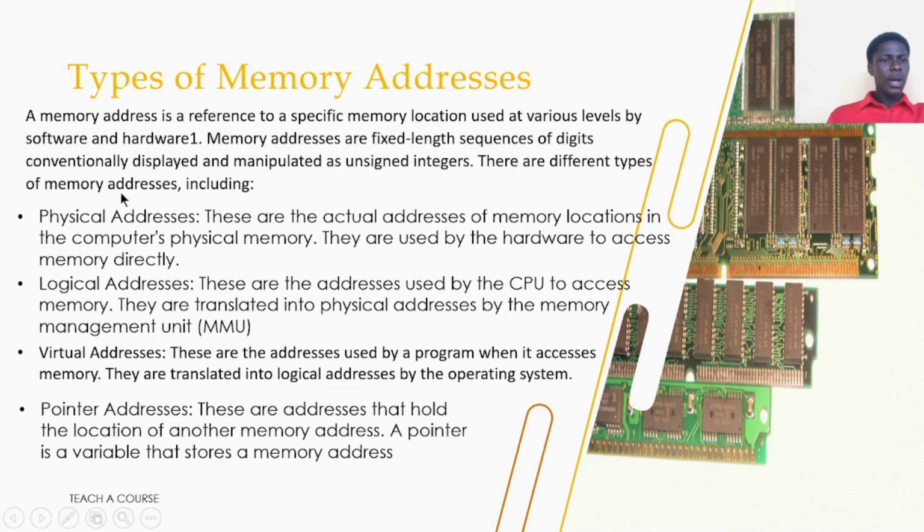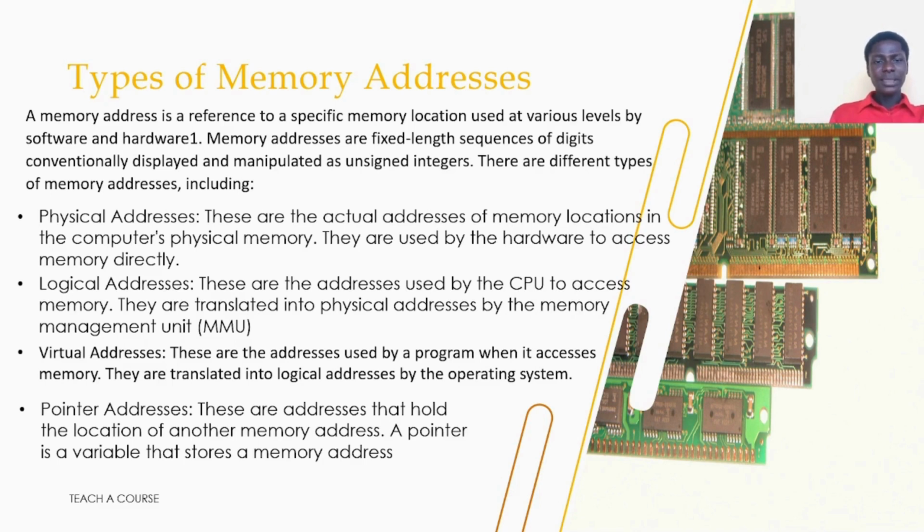Let's continue. We have physical addresses, and these are the actual addresses of memory locations in the computer's physical memory. They are used by the hardware to access memory directly. So with this type of address, data is being accessed by the memory directly. We also have the logical addresses, and these are the addresses used by the CPU, that is the central processing unit, to access memory.